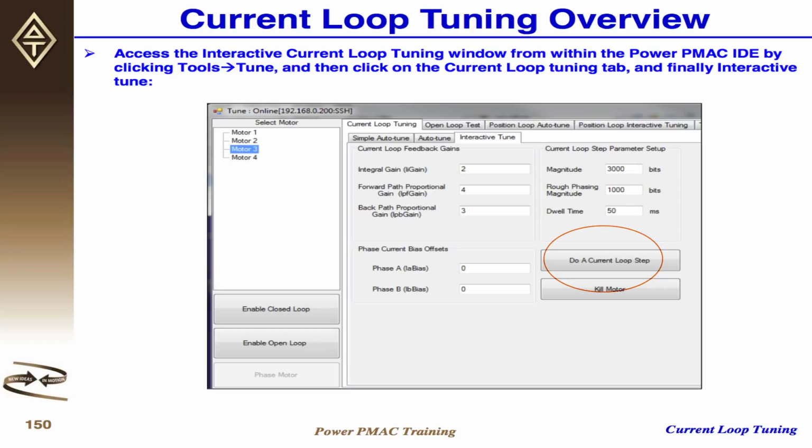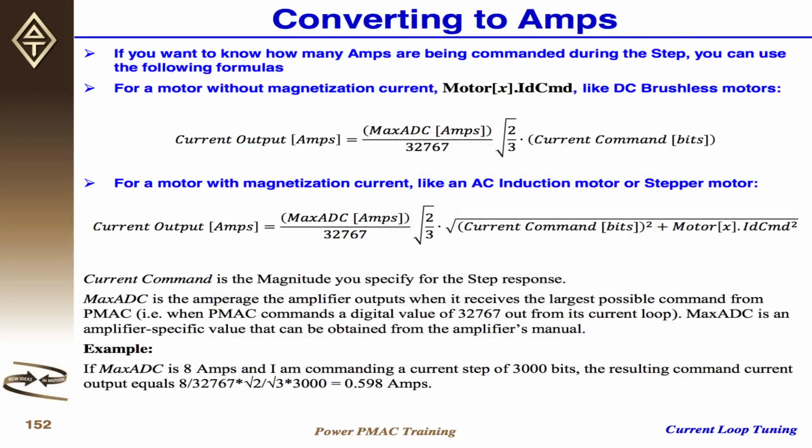And it will create something that looks quite a bit like the step move in the servo loop. So I mentioned that the current you're commanding is in these weird units called bits. If you want to convert the bits to actual amps, you can follow these equations. You don't need to memorize this. It's just a reference slide, number 150.